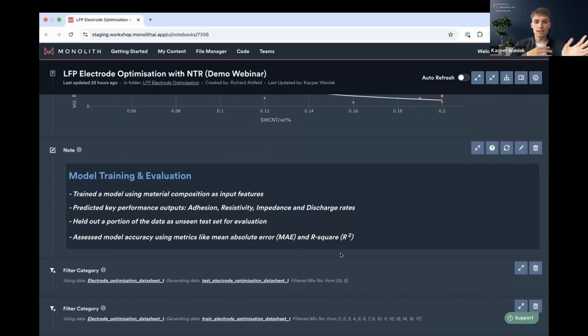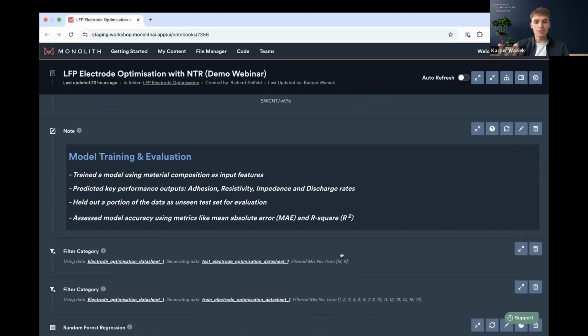And we train the model to predict several key performance metrics. Specifically here, I've used the adhesion strength, the electrical resistivity, the area-specific impedance, and then the discharge capacity across 1C. And to evaluate the model's performance, we usually hold out a portion of the data as an unseen test set. And this allows us to measure how well the model generalizes to new untested combinations. We can assess the accuracy using different metrics. Here I've mentioned the mean absolute error and the R-squared.